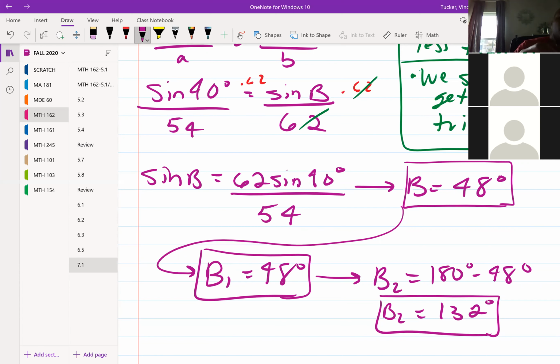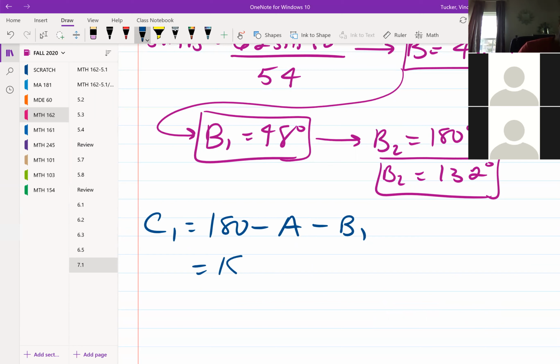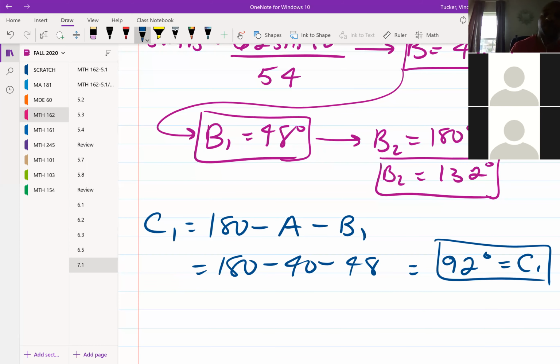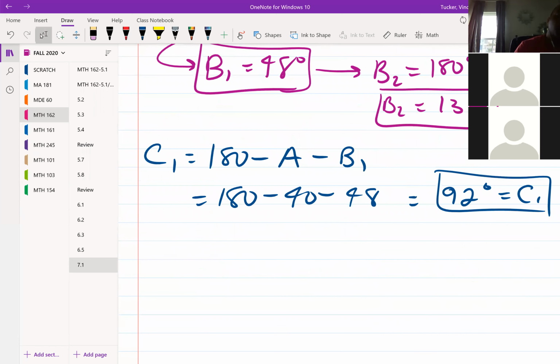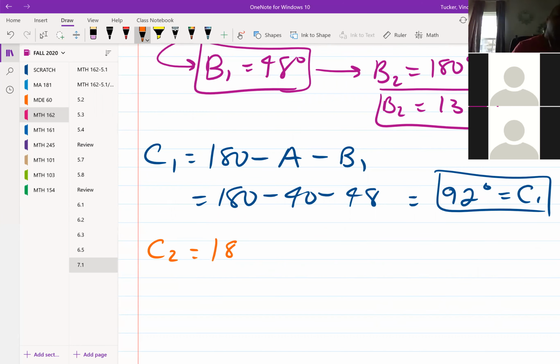All right, so let's find C1. We can do 180 minus A minus B1. So that's 180, A was 40 degrees, and B1 is 48. That should be 92 degrees for C1. And for C2, that's 180 minus A minus B2. That's 180 minus 40 minus 132. Should be 8, yep. That'll be 8 degrees for C2.